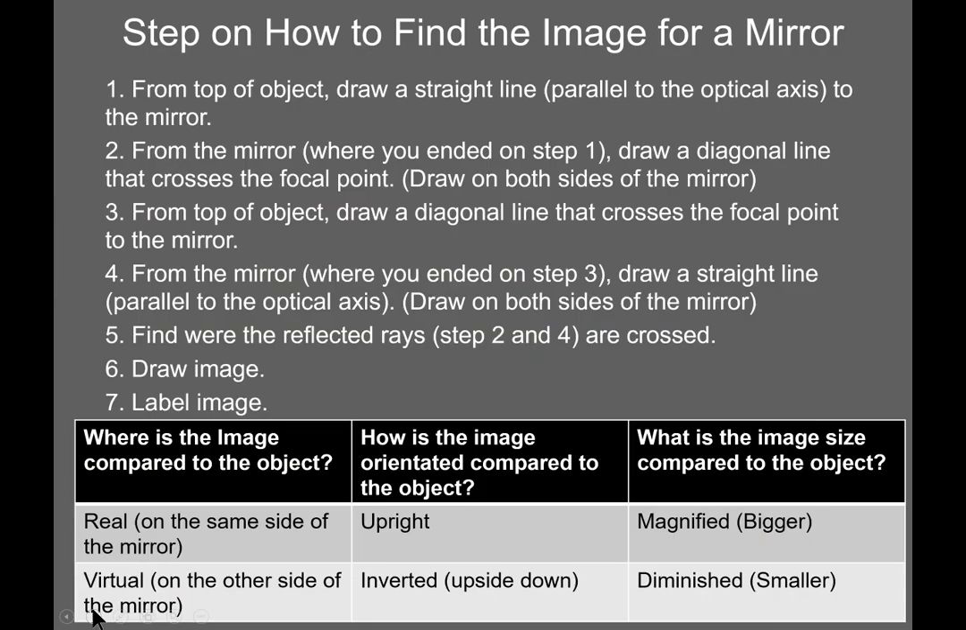You start producing your sight lines, and wherever they hit and reflect back, you start doing your diagonal sight lines. Now, here is a step-by-step how to find your image using a mirror. From the top of the object, draw a straight line, parallel to the optical axis, to the mirror. Then from the mirror, where you ended at step 1, draw a diagonal line that crosses the focal point. And you're going to do it on both sides, your real side and your virtual side.